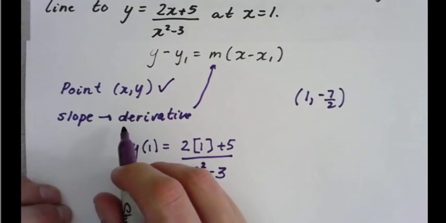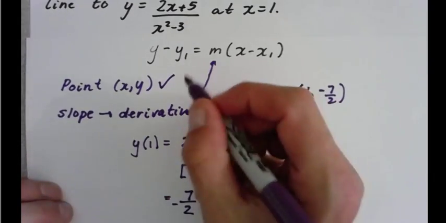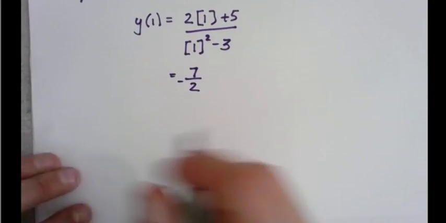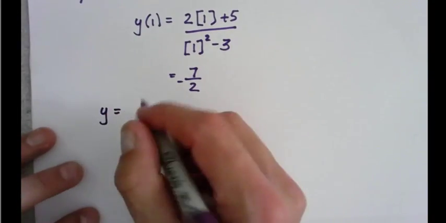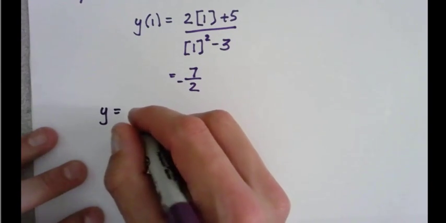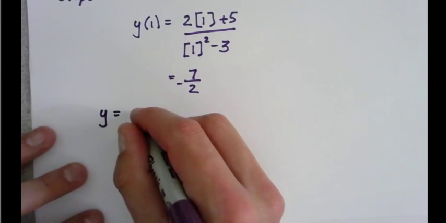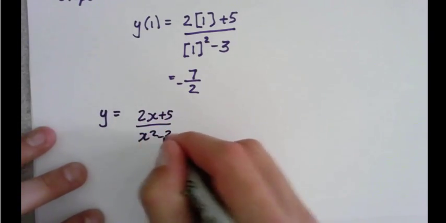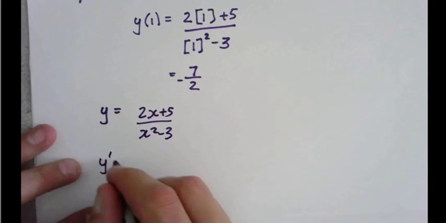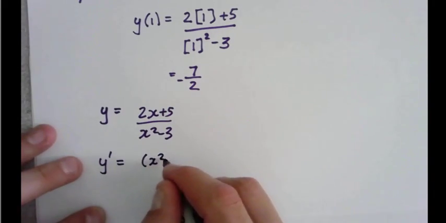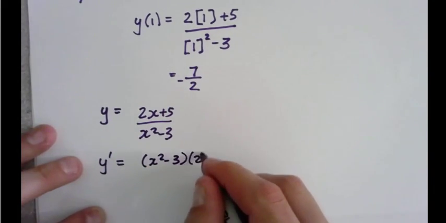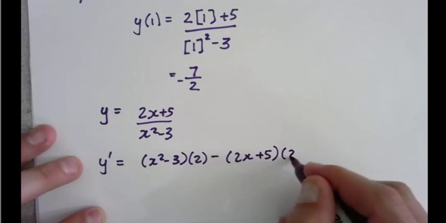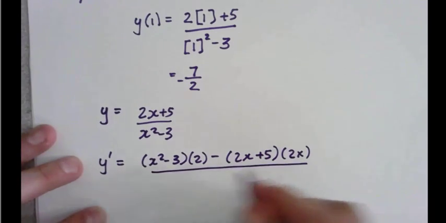In order to find the slope, I need the derivative of y. So I'm going to go ahead and rewrite my equation: y equals (2x plus 5) over (x squared minus 3), and take the derivative. So y prime, this is a quotient rule: bottom times the derivative of the top minus top times the derivative of the bottom, all over bottom squared.